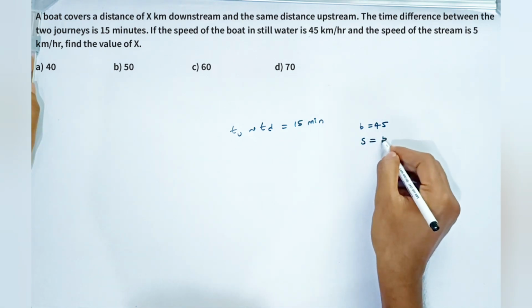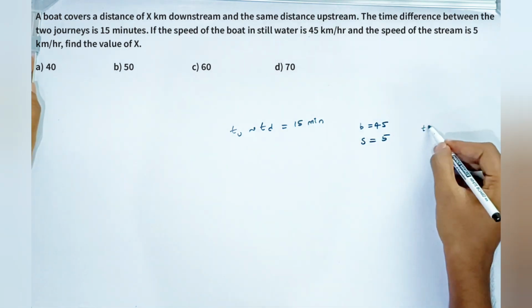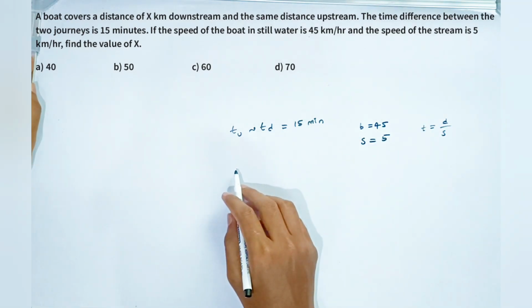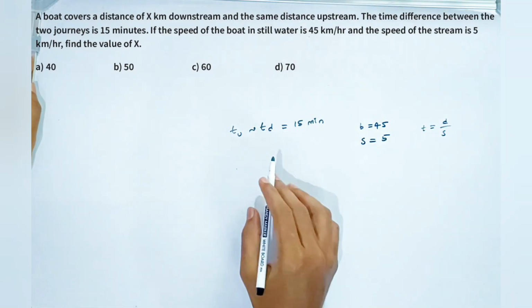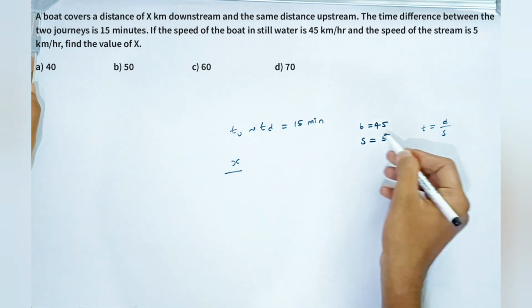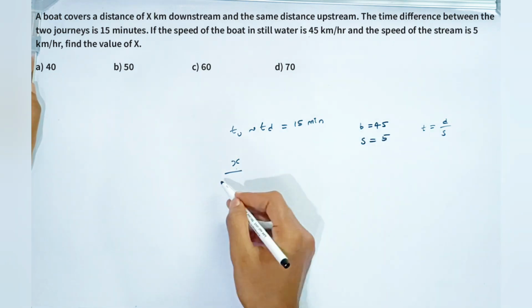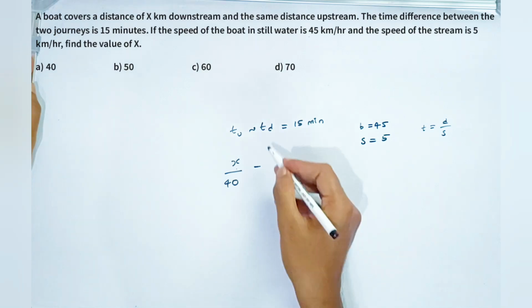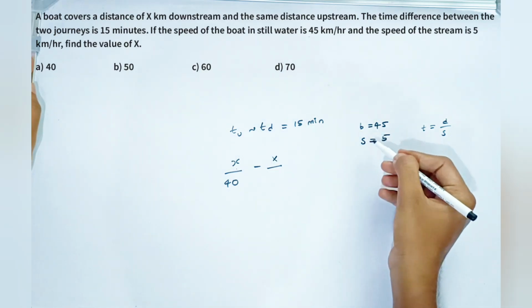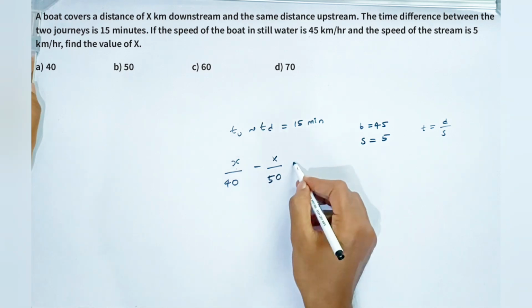We know the formula for time is distance by speed, and the distance is the same, that is x. So x by the upstream speed, which is b minus s, which is 40, minus the downstream distance x by speed. The downstream speed is b plus s, 45 plus 5 is 50. That is equal to 15.